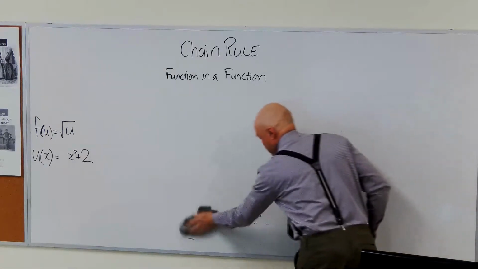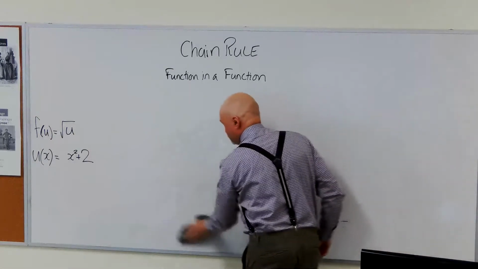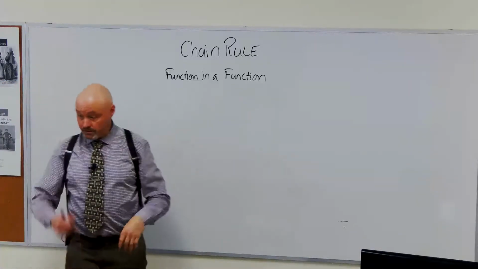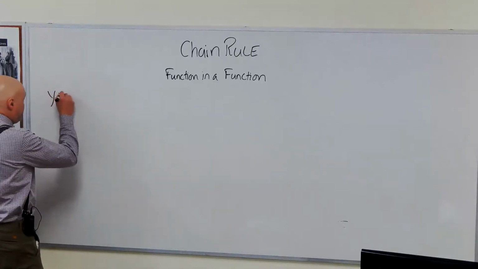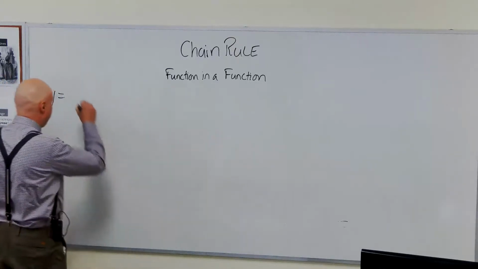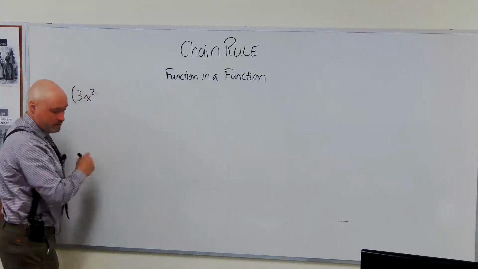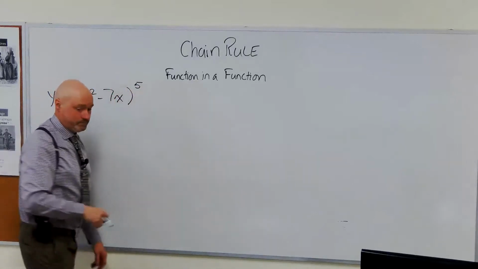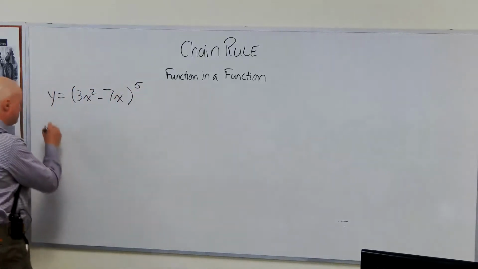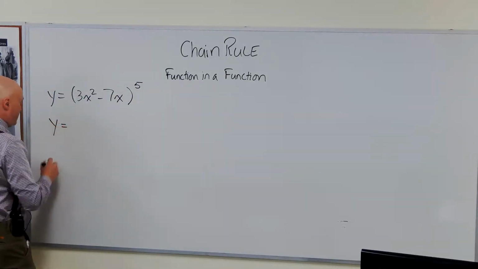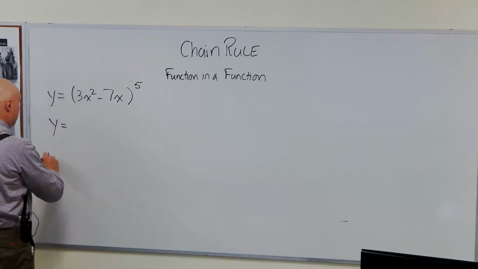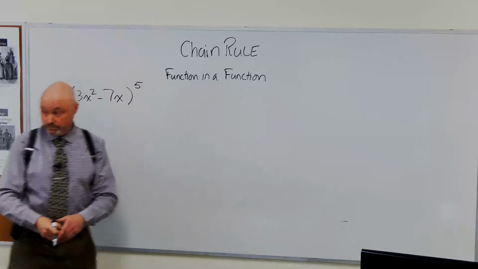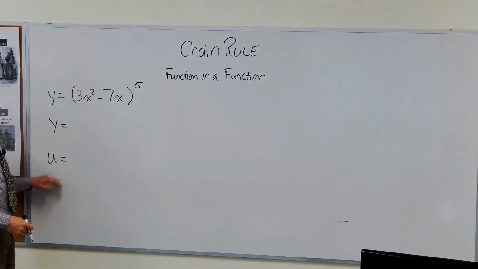So let's find an appropriately ugly function, and we are going to figure out what the outside function and the inside function are. So we're just going to use y instead of f this time. y equals 3x squared minus 7x, all to the 5th. I want to know what is my outside function and what is my inside function. Okay, so I'm going to figure out what my inside function is.